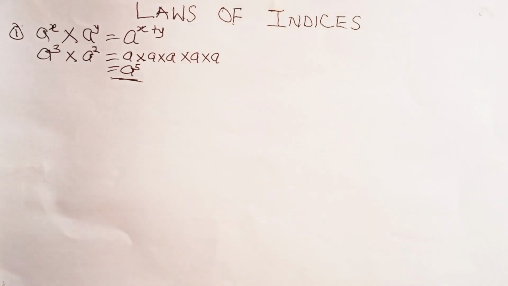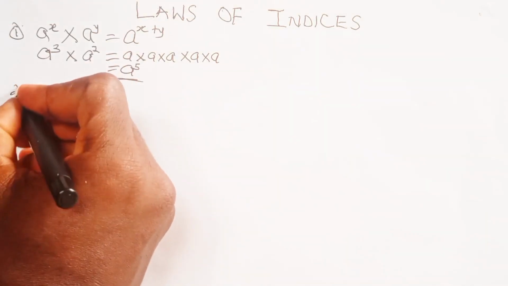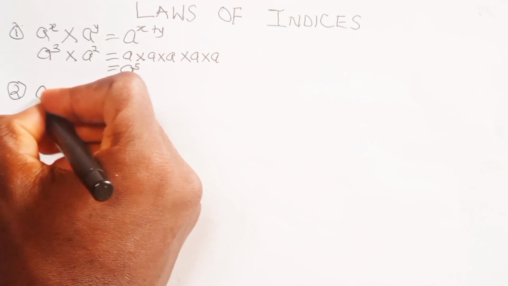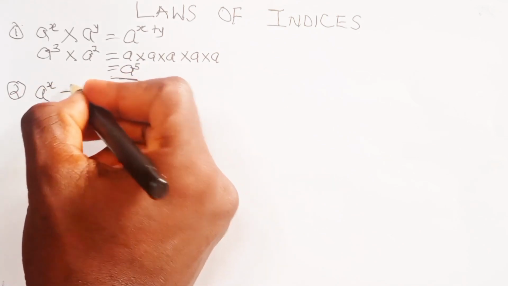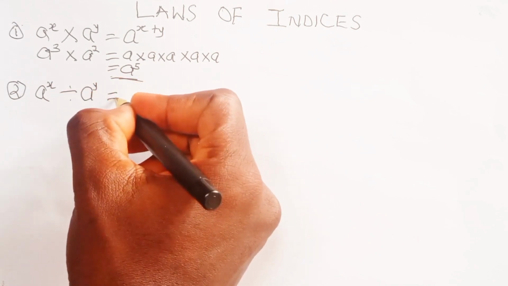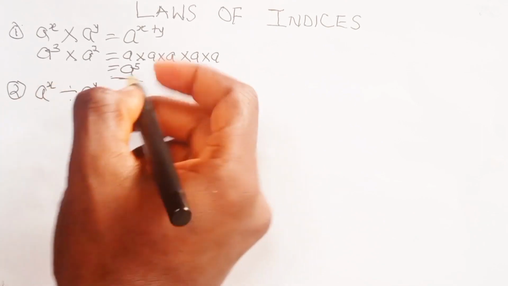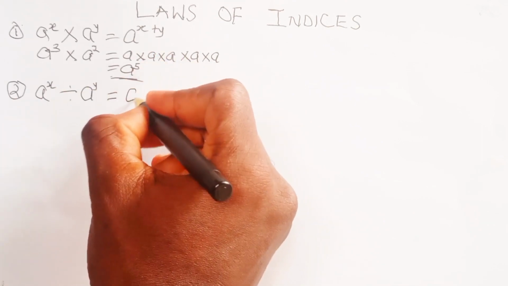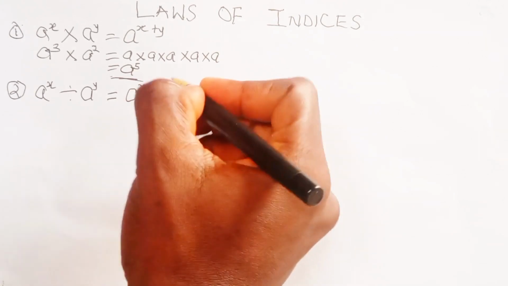So the second law is called the division of numbers with same base law. What this law tells us is that if I have a raised to power x divided by a raised to power y, take note of it, same base though different indices, I'm going to get a raised to power x minus y.